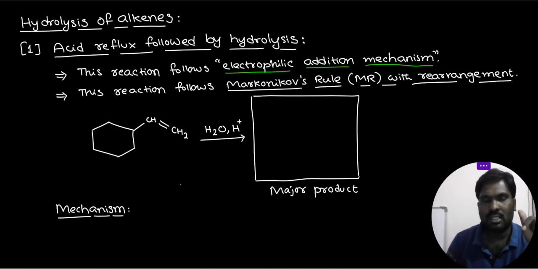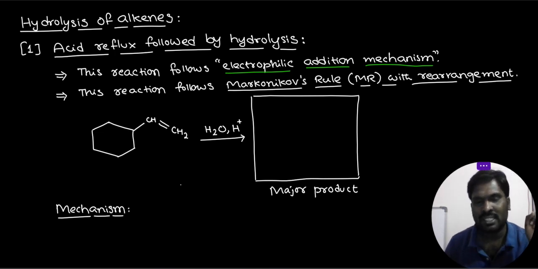Here they are preparations. You may already have learned them in the chemical properties of alkenes, and here as preparation of alcohols, so it is repeated twice. This is very important for NEET aspirants and JEE aspirants also. Now, first one, acid reflux followed by hydrolysis. This reaction follows the electrophilic addition mechanism.